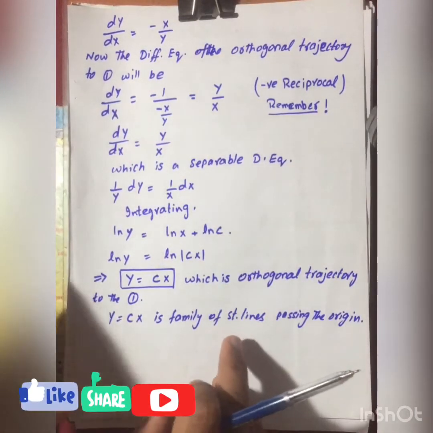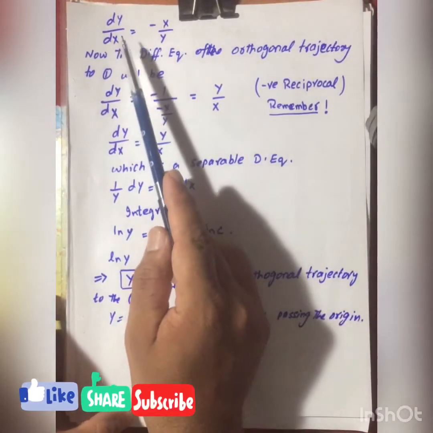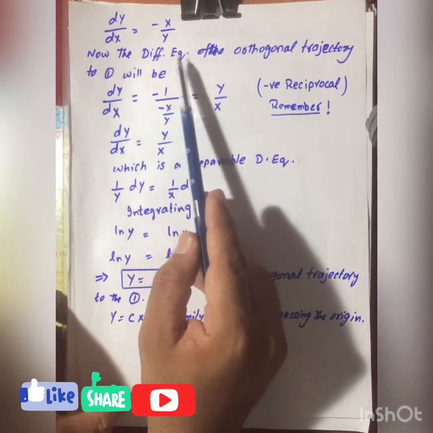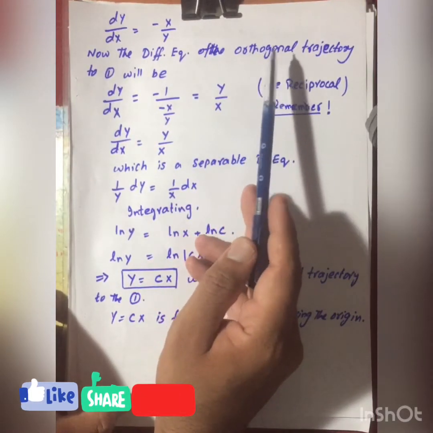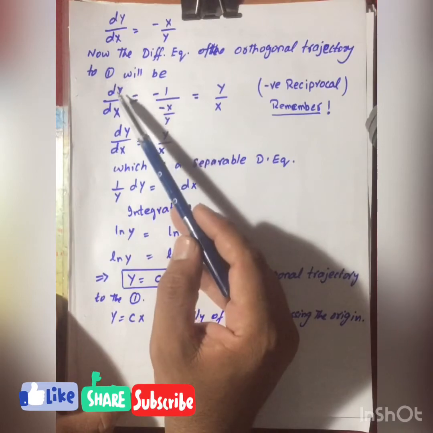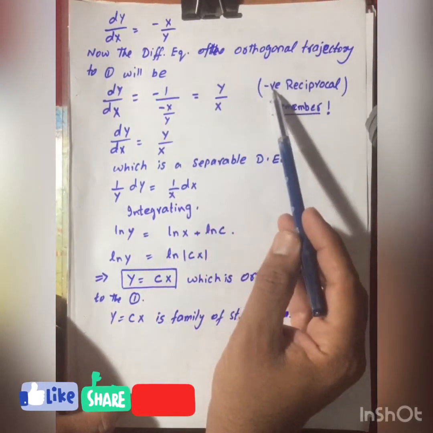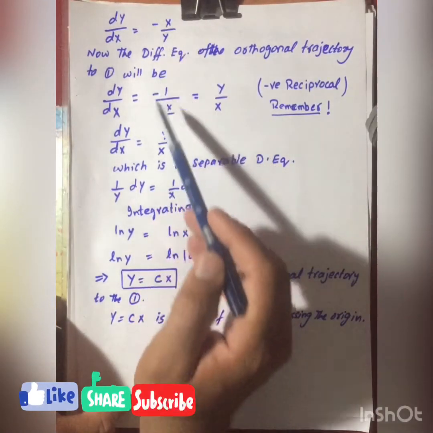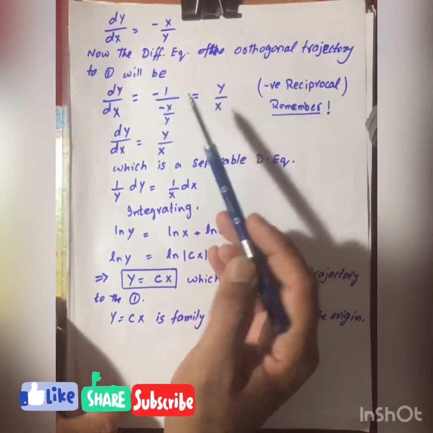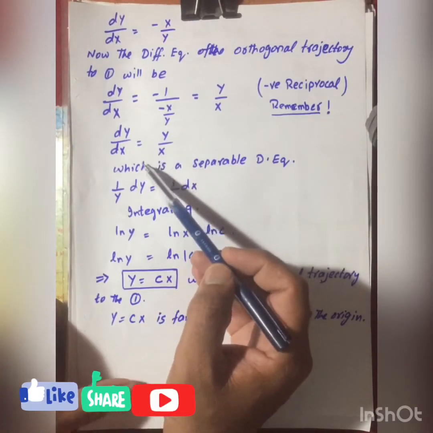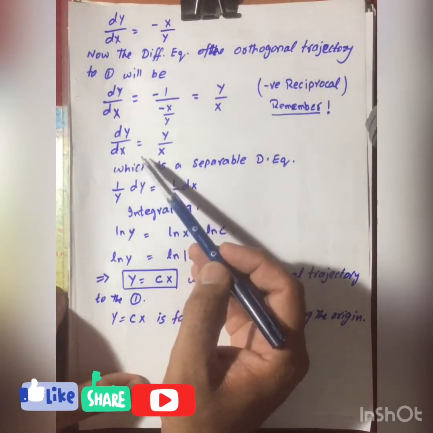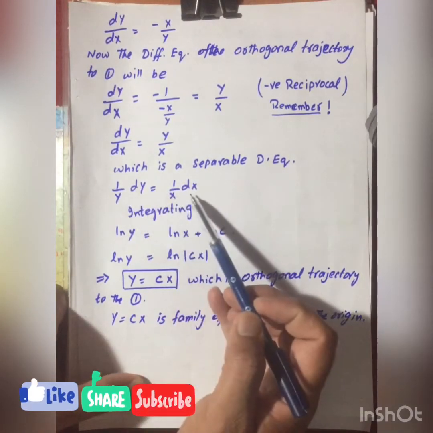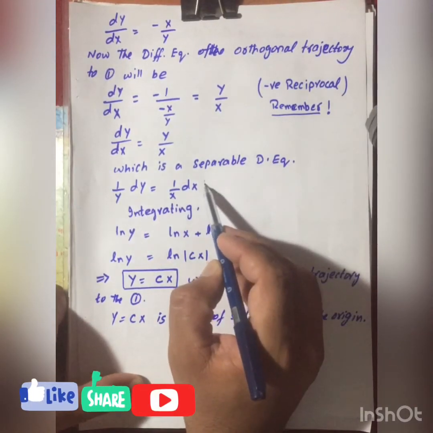Look at this derivative. I rewrite the derivative dy by dx equals minus x over y. Now the differential equation of the orthogonal trajectory to 1 will be dy by dx equals minus 1 over minus x over y, means y over x. dy by dx equals y over x, this is a separable differential equation. Now you separate the variables on both sides. y and x are separated here.